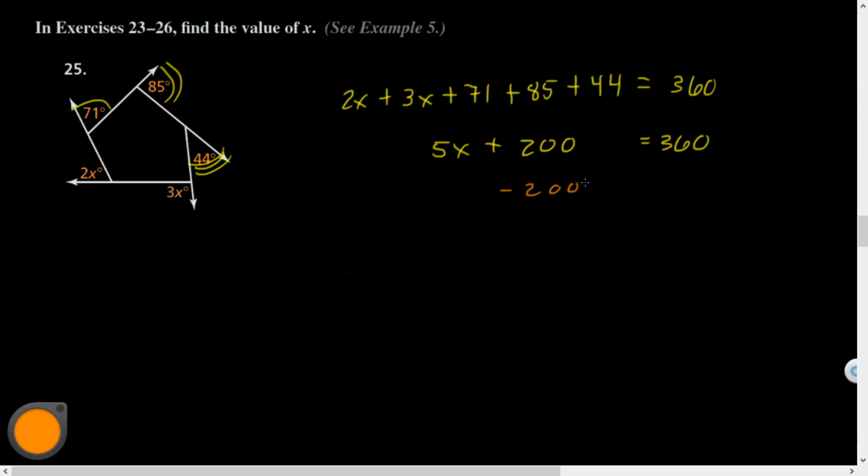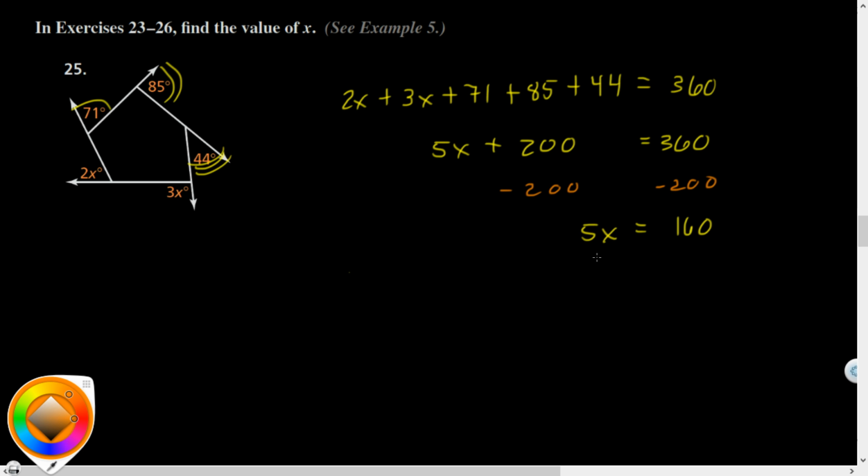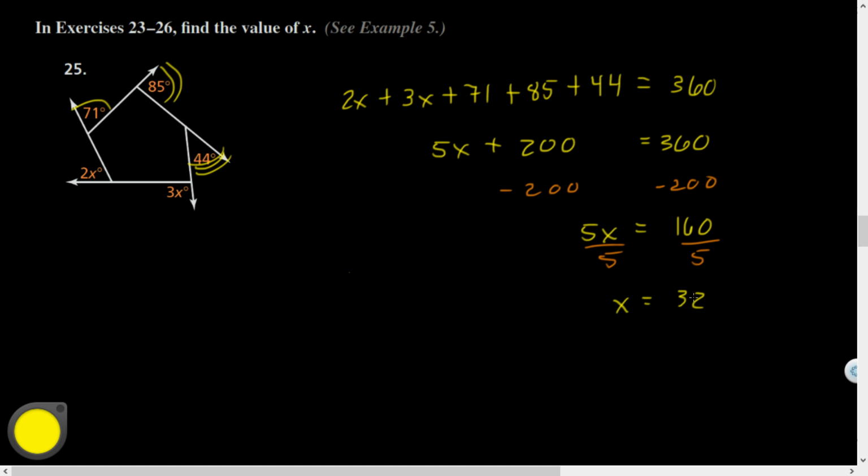The way they try to make these problems more interesting is throwing more algebra into the mix, but the geometry isn't that bad. So 160, divide both sides by 5. 10 would go into 160 16 times, and 5 should fit twice as much, so x is going to be 32. And just make sure I'm answering the question. They wanted the value of x, not the measure of those angles. I'm fine with saying x equals 32.